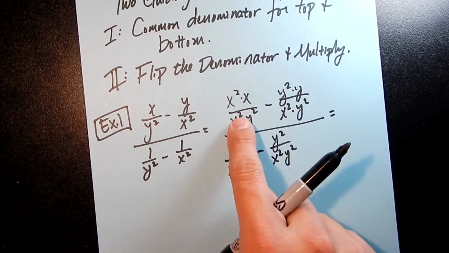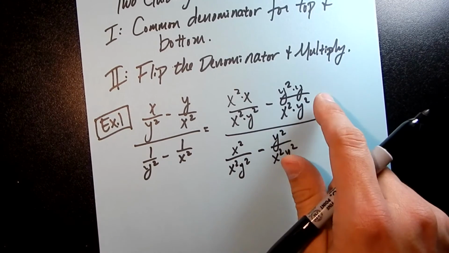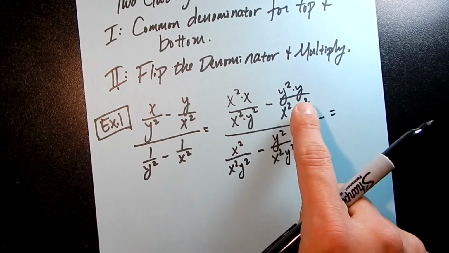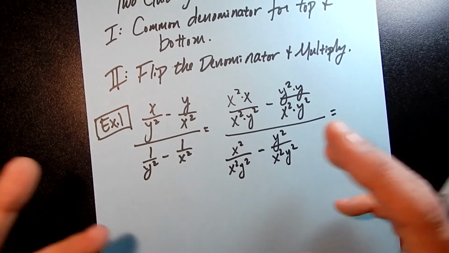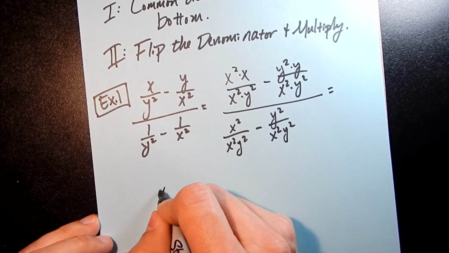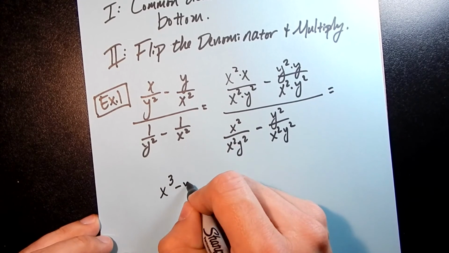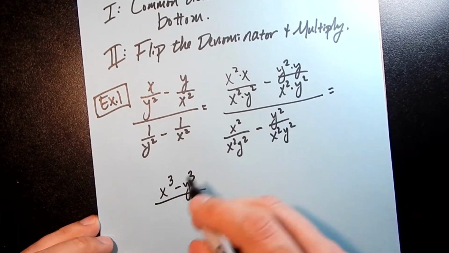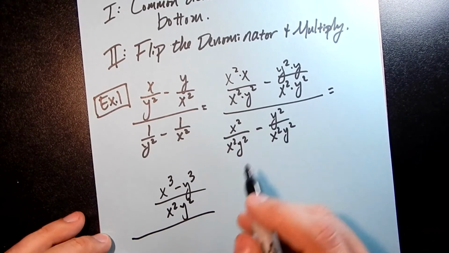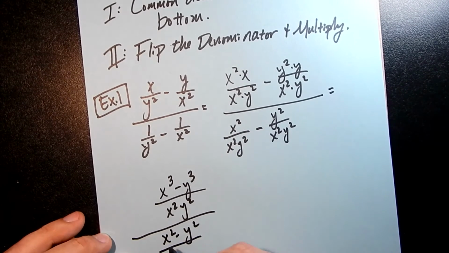by combining these. Now that they have the same denominators, it just so happens that they're the same as each other, and we'll deal with that in a little bit. So I'm going to do a little bit of cleaning up, multiplying these things out and combining them over the same denominator. So this part becomes x to the third, because x squared times x is that, minus y to the third over x squared y squared. And this part gives me x squared minus y squared over x squared times y squared.